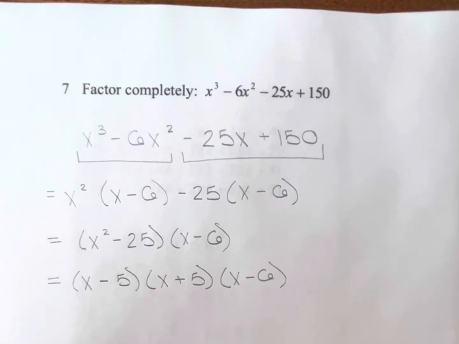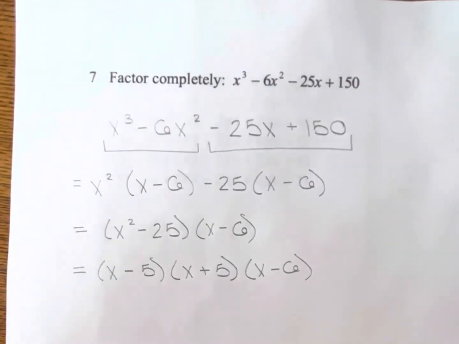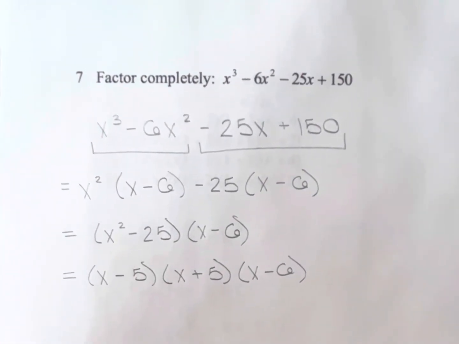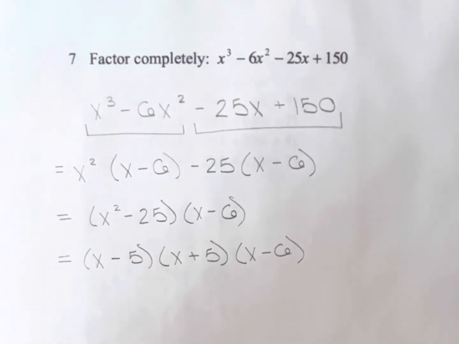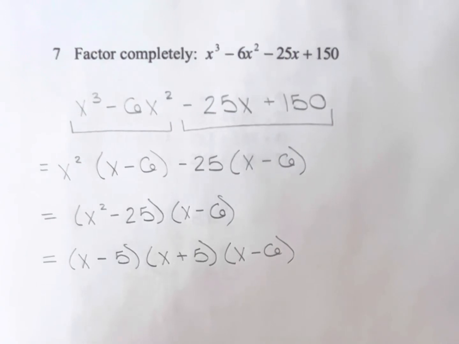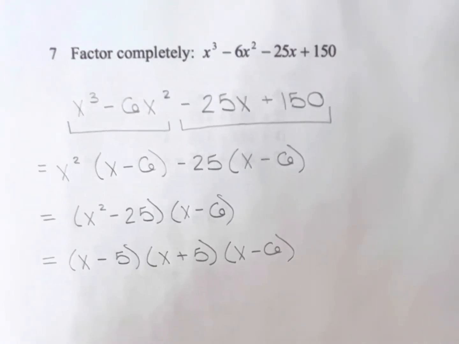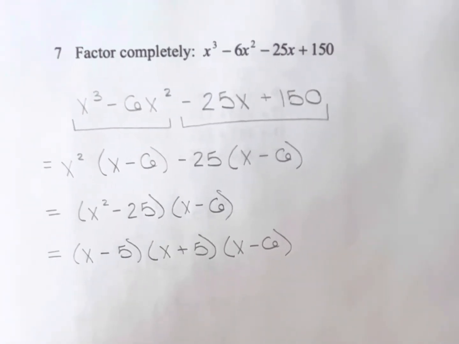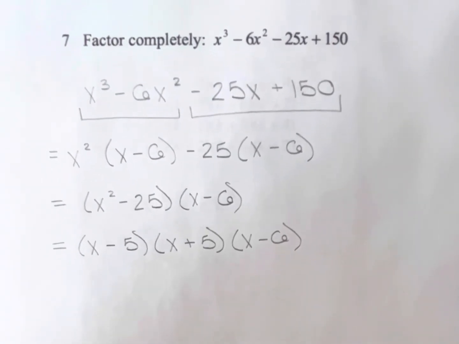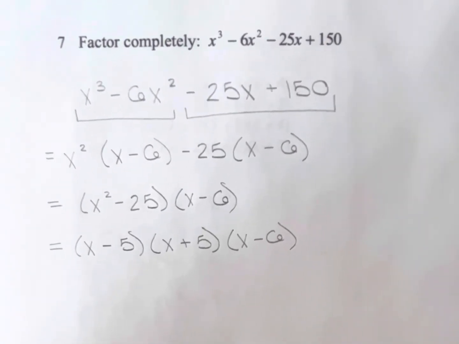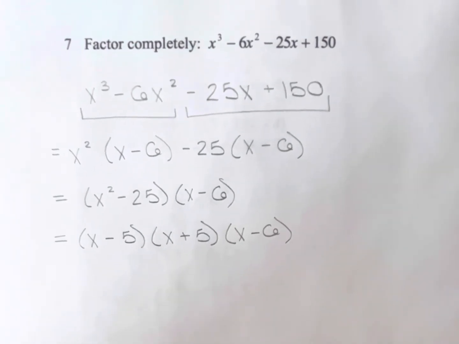So we have the like binomial once again, and then we can combine x squared minus 25 and x minus 6. And then we can further factor this because x squared minus 25 is the difference of two squares. So that can be further factored to (x minus 5), (x plus 5), and (x minus 6).